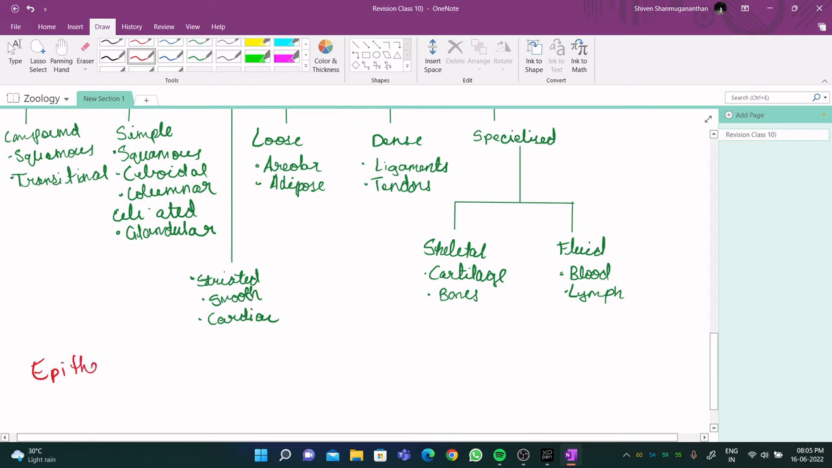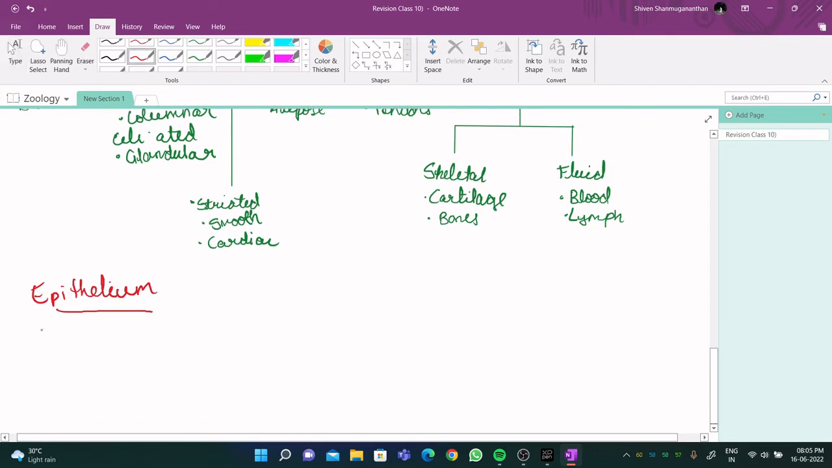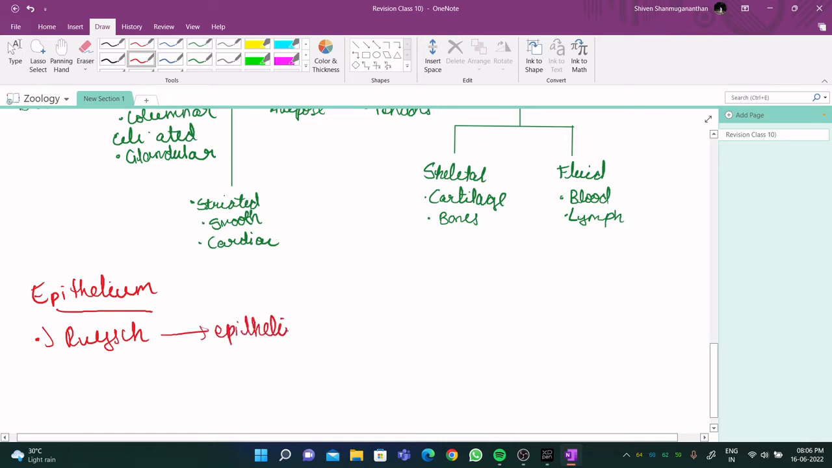Epithelium. Epithelium was discovered by a scientist named Ruysch. R-U-Y-S-C-H, I spelled it wrong. He coined the term epithelium.